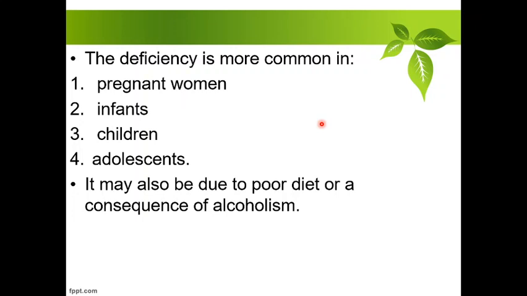Okay. Why in pregnant women? Because you know that folic acid is required for DNA replication and cell division. The fetus is growing, cells are dividing, DNA is replicating. The same thing in infants, the same thing in children when they develop and go to the adolescent state. If the diet is poor in folic acid, then cell growth will be affected.